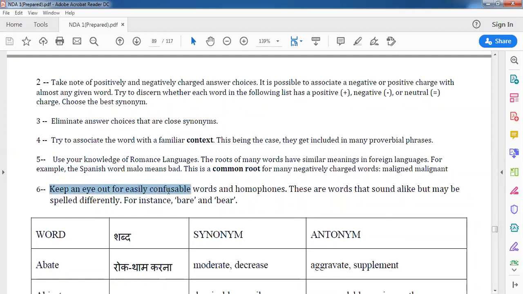Next is keep an eye out for easily confusable words and homophones. So easy confusable words या homophones के लिए हमें ध्यान देना है हमेशा. These are the words that sound alike, एक से होते हैं but may be spelled differently. दो एक से होते हैं but उनको अलग अलग spell करते हैं. For instance, bear and beer, right? So we need to understand their differences.